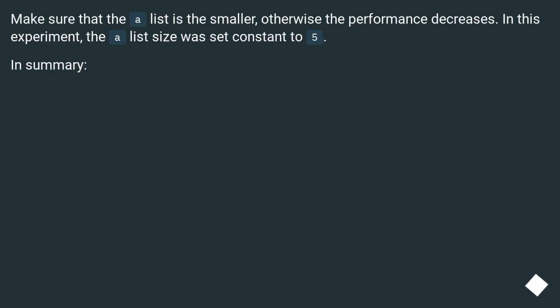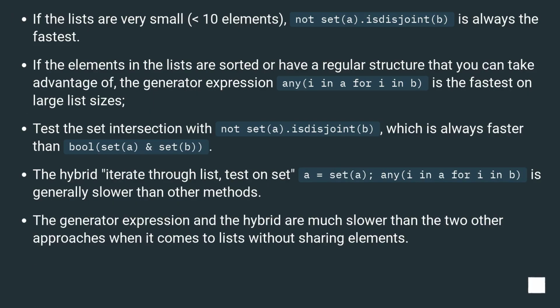In summary, if the lists are very small, less than 10 elements, not set(a).isdisjoint(b) is always the fastest. If the elements in the lists are sorted or have a regular structure that you can take advantage of, the generator expression, any(i in a for i in b), is the fastest on large list sizes. Test the set intersection with not set(a).isdisjoint(b), which is always faster than bool(set(a) & set(b)). The hybrid, iterate through list, test on set, a = set(a); any(i in a for i in b), is generally slower than other methods.